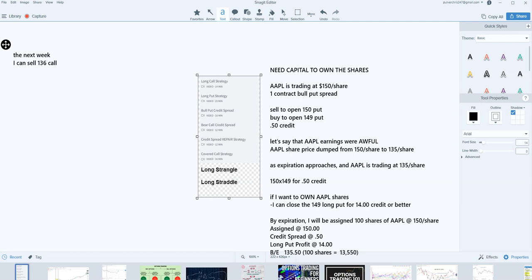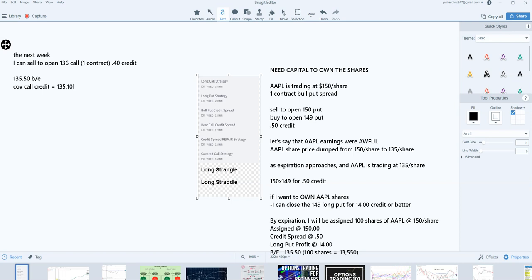I can sell maybe a 136 sell to open call, and that would be one contract, so that covers the 100 shares. And let's say the broker offers me 40 cents credit. If I sell a covered call, and that's just a call contract against the shares that I own, and I'm offered 40 cents for that, well, that means that my 135.50 break even, and now I have a covered call credit. That brings my break even down to what?